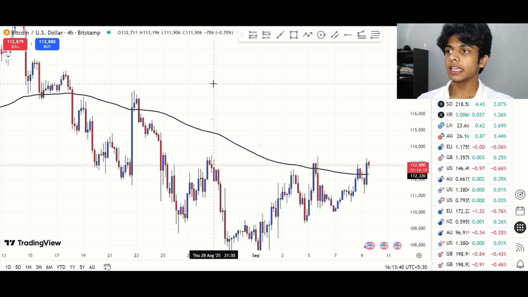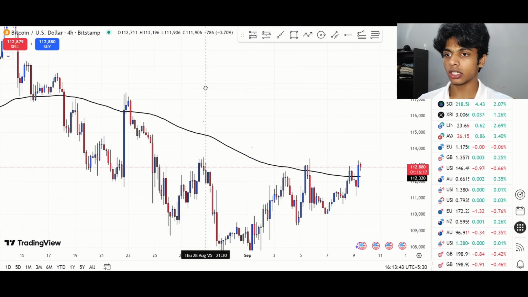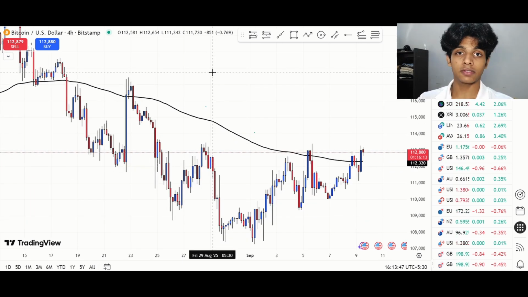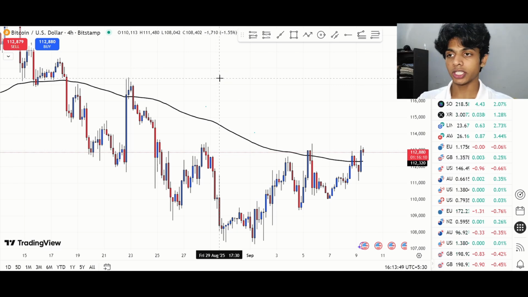So basically, as you can see here, this is a Bitcoin chart on my screen. This is TradingView. If you want, I'll leave the link for this down below as well. You can check it out. But I also have a free trading website where you can freely backtest your strategy.